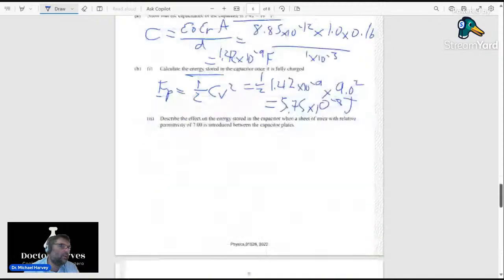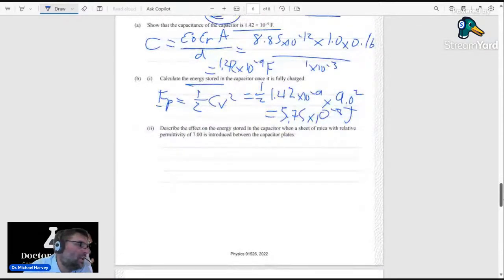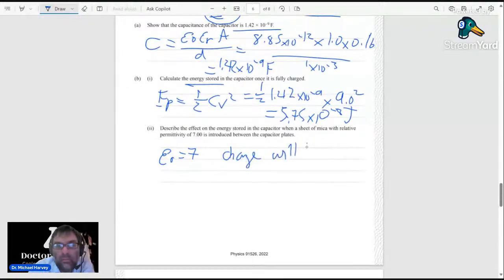And then the merit point will be describing the effect. Describe the effect on the energy stored in the capacitor if a sheet of mica, which has a relative permittivity this time of 7, is introduced between the capacitor plates. It's a lot harder for the charges to move in the mica as opposed to a vacuum or air. So because of that, you've increased the relative permittivity to 7. That means charge will be stored on one side of the plate, on the plates.